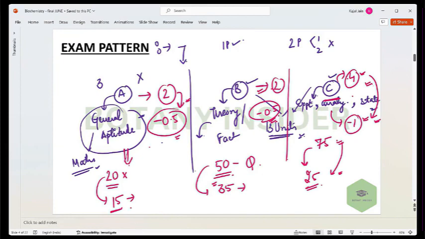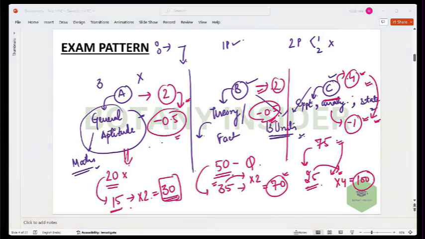That means 15 questions you can attempt in part A. Every question is of 2 marks, so in part A you can score at max 30 marks. In part B, 35 questions is the max. Every question is of 2 marks, so you can score 70 marks at max from part B. Part C, 25 questions. Every question is of 4 marks, so you can score 100 marks from this particular attempt.